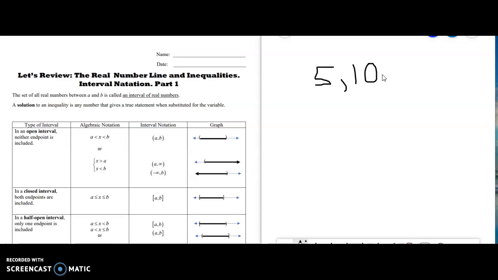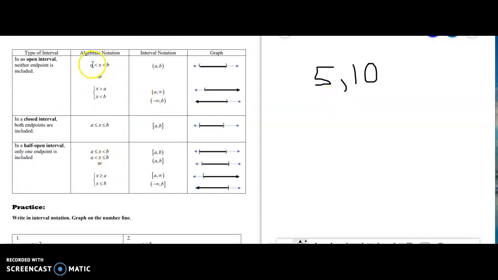So 9.9, I want to include. 9.99, I want to include. 9.99999, I want to include. Okay? So whether or not you want to include the very number that you're stopping at, how you notate that is you use a parentheses or a bracket.